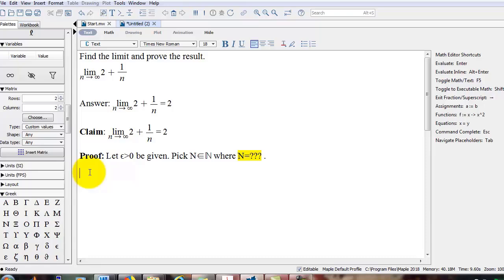All right, so we're going to start off. Let epsilon greater than 0 be given. Pick N, capital N, a natural number where capital N equals something. We don't know. And a lot of times I see students getting stuck here. What we need to do is kind of reverse engineer that capital N. So let's look at what we need to happen. Let's write down what we want to happen, and then we'll come back to our proof.